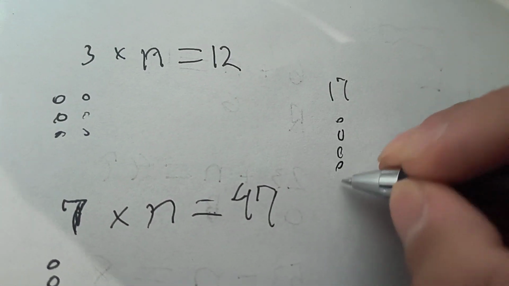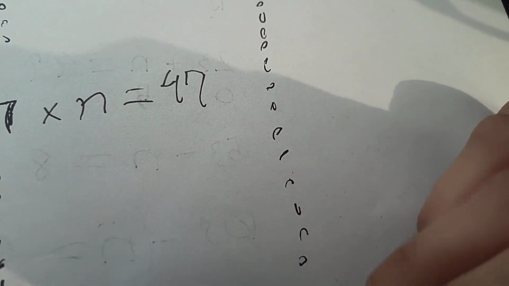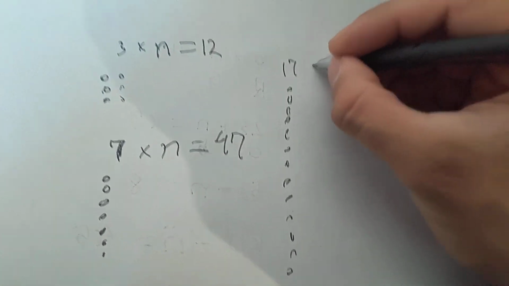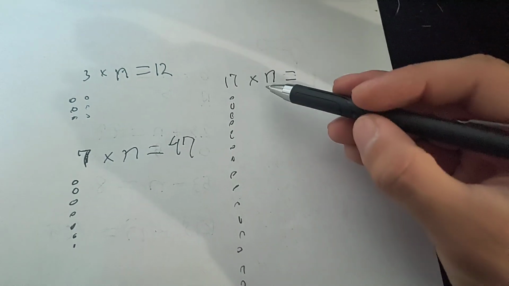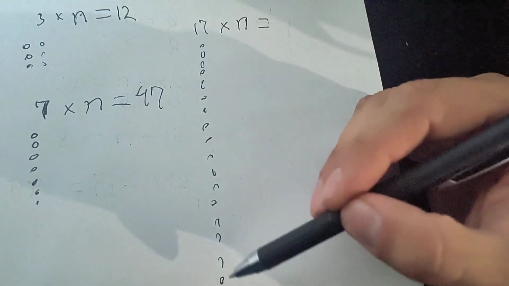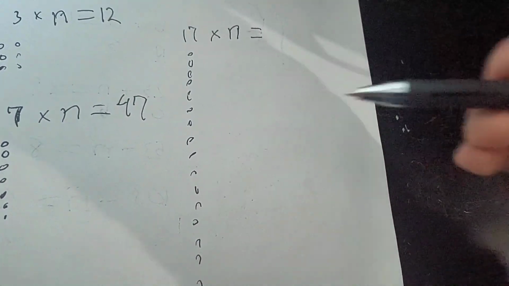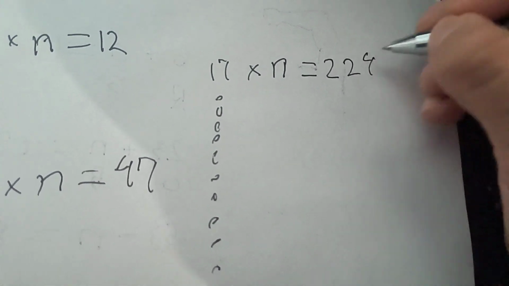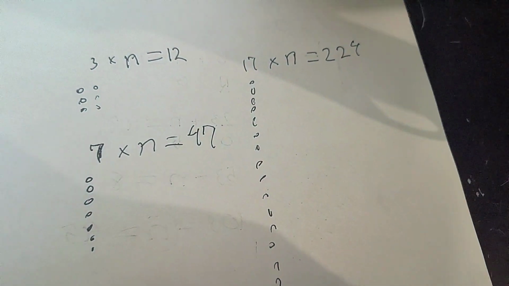1, 2, 3, 4, 5, 6, 7, 8, 9, 10, 11, 12, 13, 14, 15, 16, 17. So you have a group of 17 sticks per each friend. And there's a certain amount of friends. We don't know how many, but there's a certain amount. So we multiply the one group of 17 by the amount of friends, because that would be the amount of groups of 17. And that equals 224 sticks. That's how you represent that one.